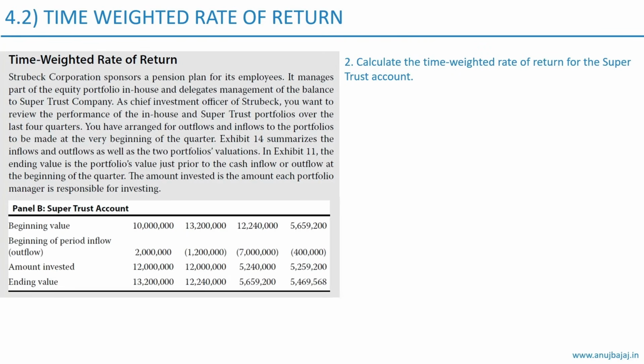The second question is to calculate the time weighted rate of return for the super trust account. Super trust account is responsible for managing 10 million of the entire pension fund. So I want you to calculate the time weighted return for the super trust account. You can pause the video and solve for the question. You should get the time weighted rate of return as 26.02%.